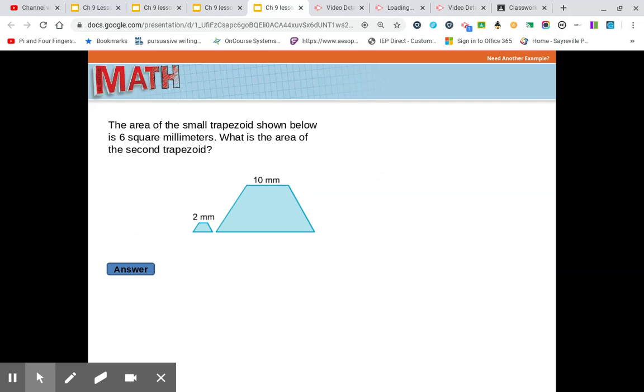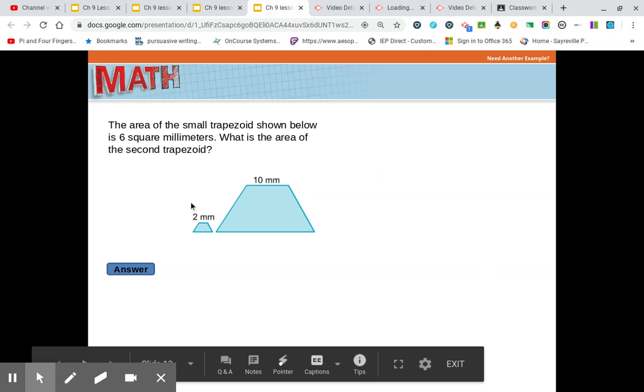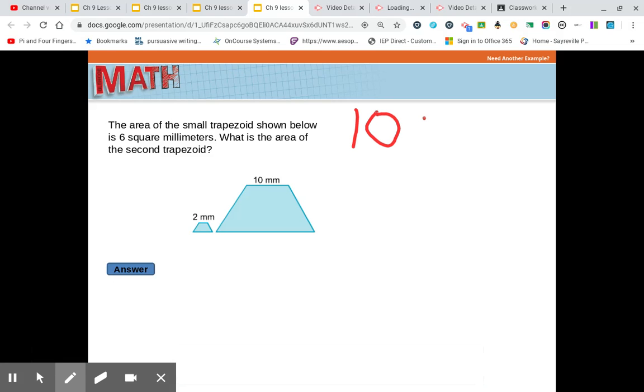Are we lost? Can we do this one by ourselves? The area of the small trapezoid shown is 6 square millimeters. What is the area of the second trapezoid? So again, we have to find the difference between these two. So 10 divided by 2 is, get my pen tool again, 10 divided by 2 is going to give us our scale factor of 5.